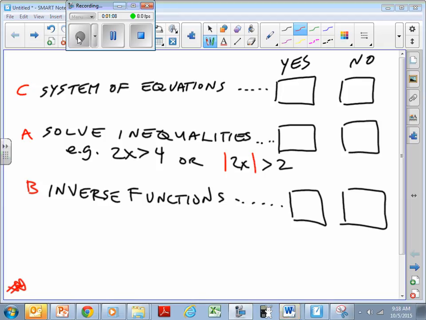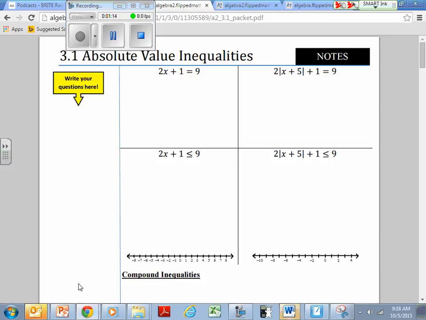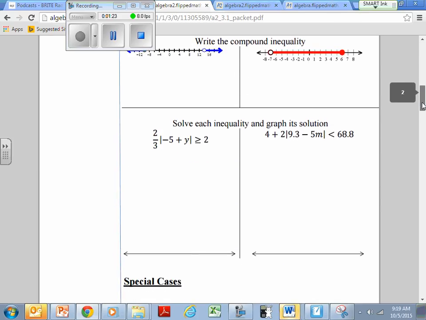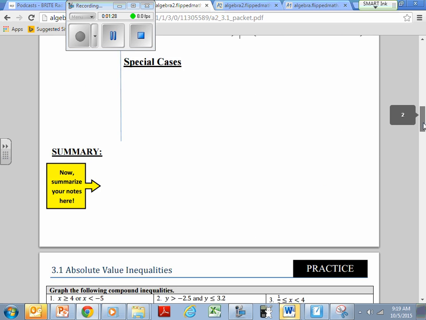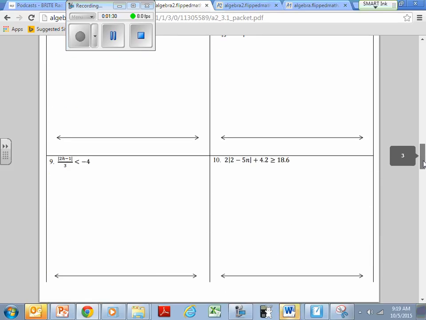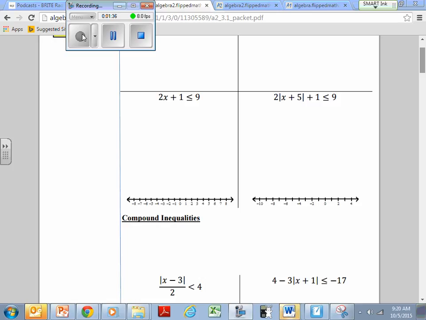So step 1. Let's see what we have here for A. Let's do A, an inequality. Follow it, see how you feel about it, and then we'll go from there.